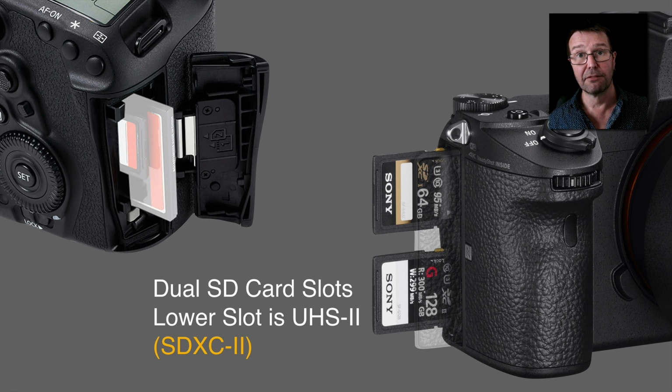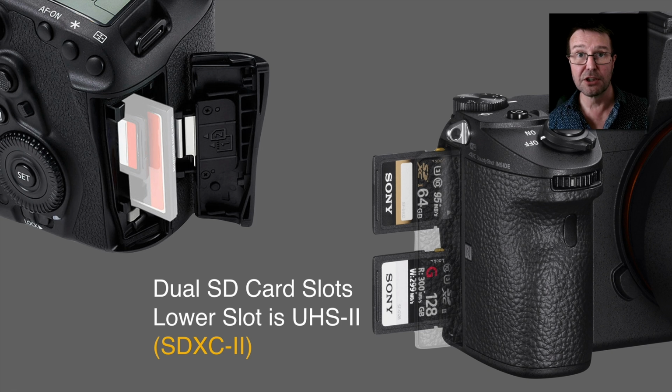This will communicate very rapidly when you're writing files that have just been captured, maybe firing off at 10 frames a second. The buffer of the camera is going to clear much, much faster if you put a fast card in that lower slot. And now you can set up the camera to do various things with that upper slot.